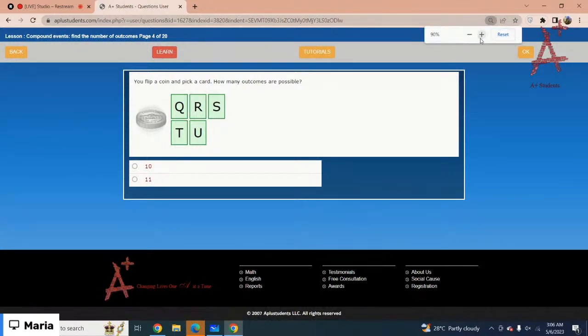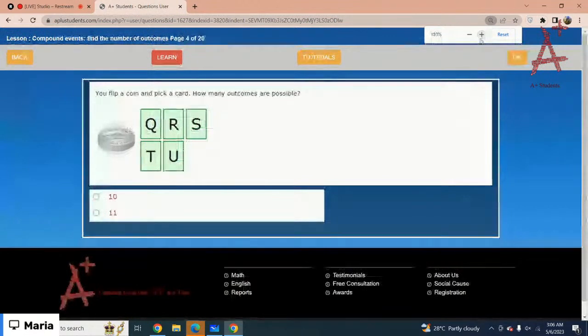Okay, you flip a coin and pick a card. How many outcomes are possible? So which is the correct option? When you flip a coin, you have two outcomes, head or tail. Got it? And you have five cards. So how many outcomes do you have? It would be 5 times 2. Got it? So 5 times 2 is 10. That means the total outcomes you have is 10. The correct option is 10.